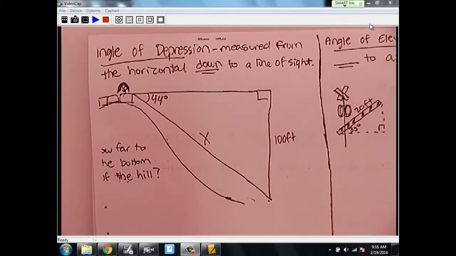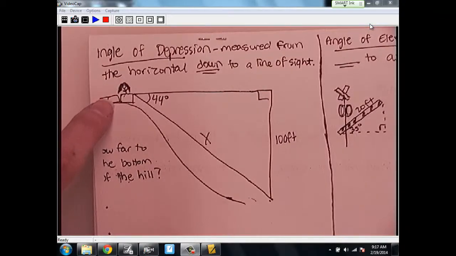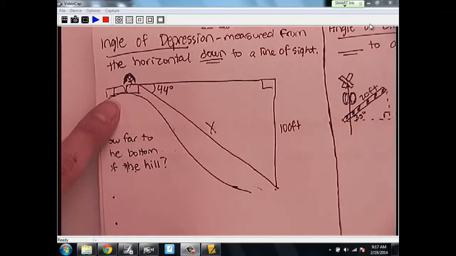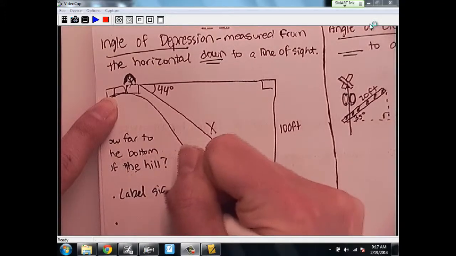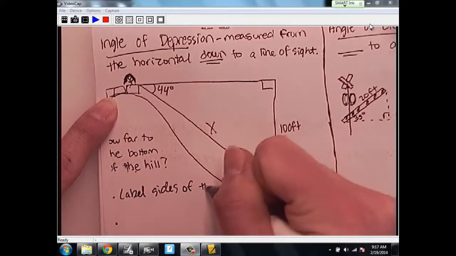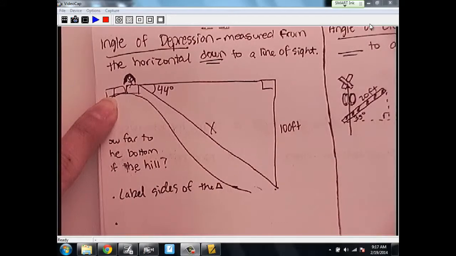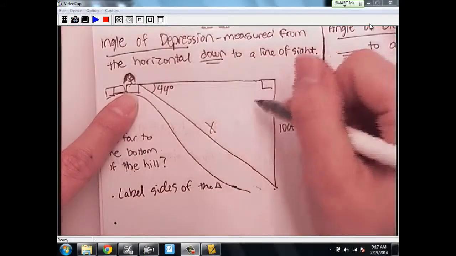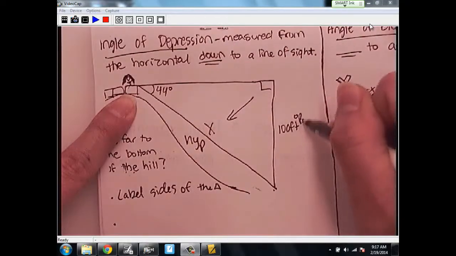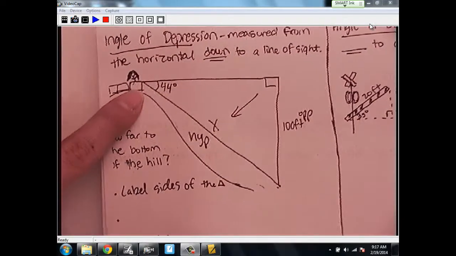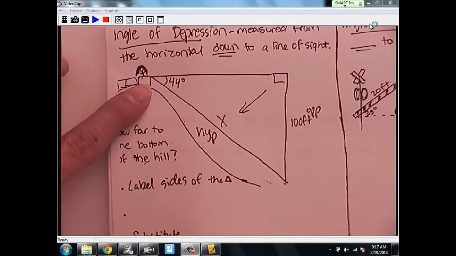So we want to do a few things. The first thing we need to do, I'm already telling you, we need to start at the angle. We always start at the angle. From there, we label the sides of the triangle. So if I'm here, and here's the right angle, this is our hypotenuse, and this is the side opposite. So we labeled our sides.